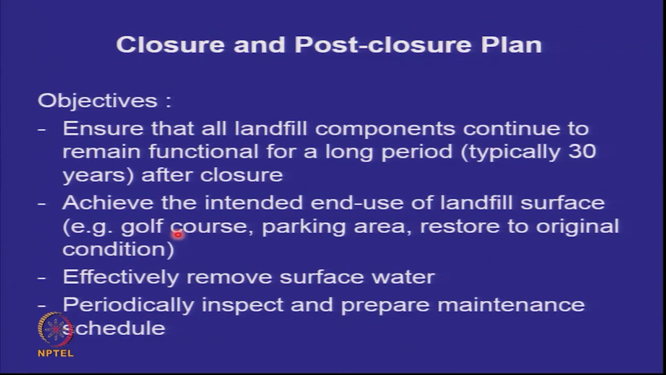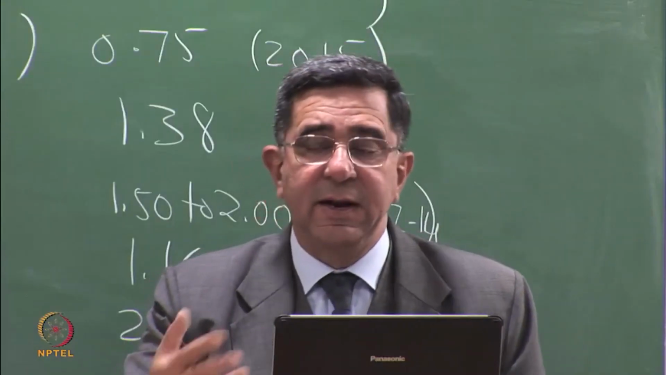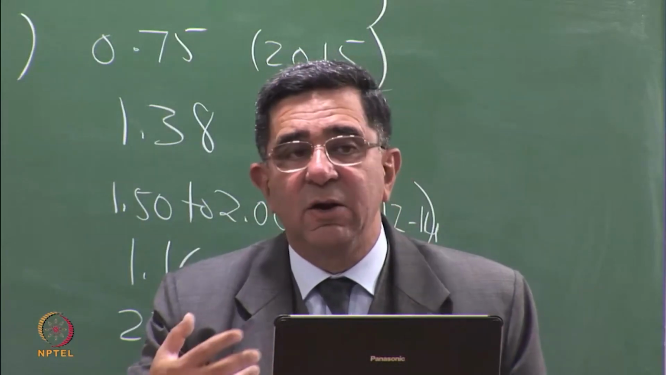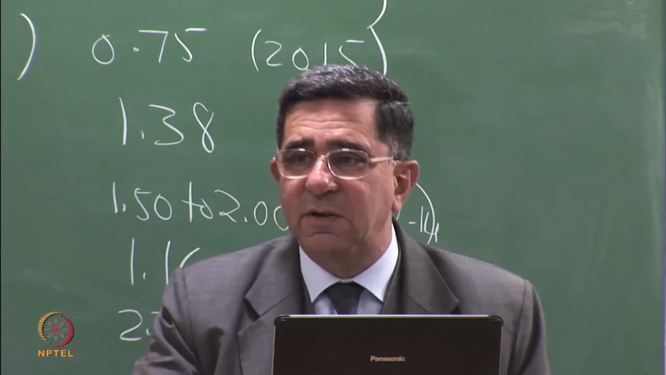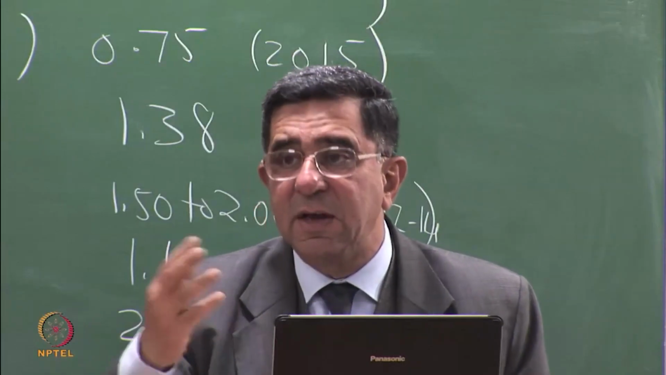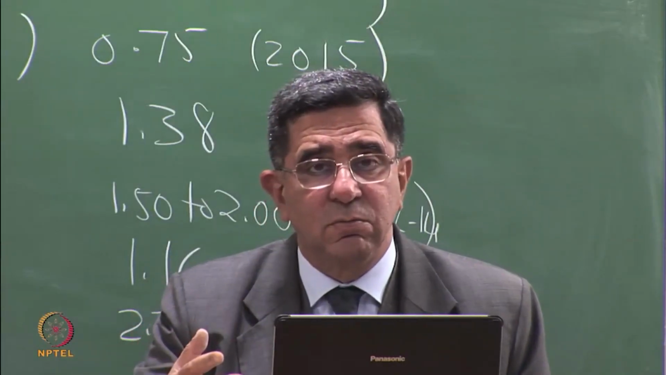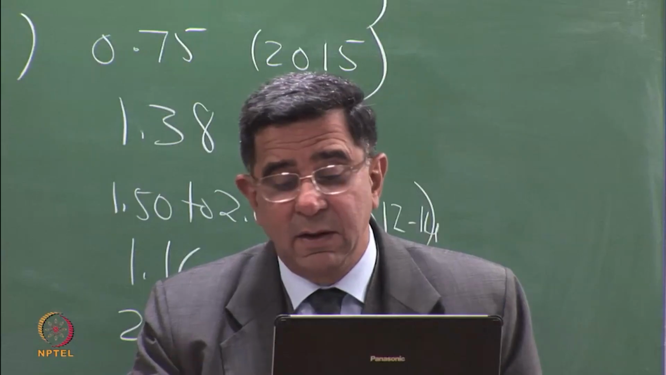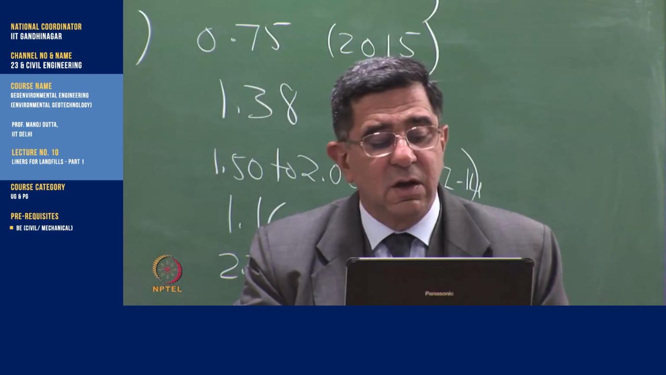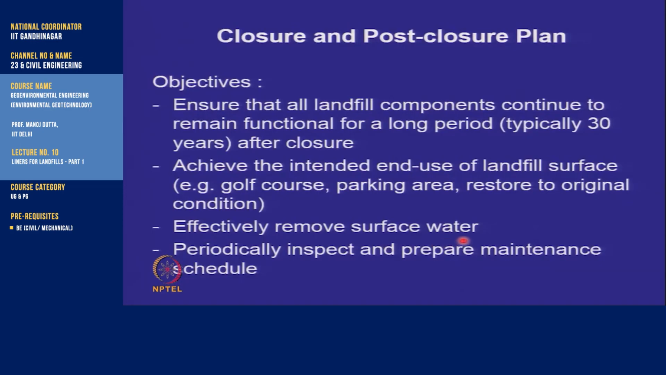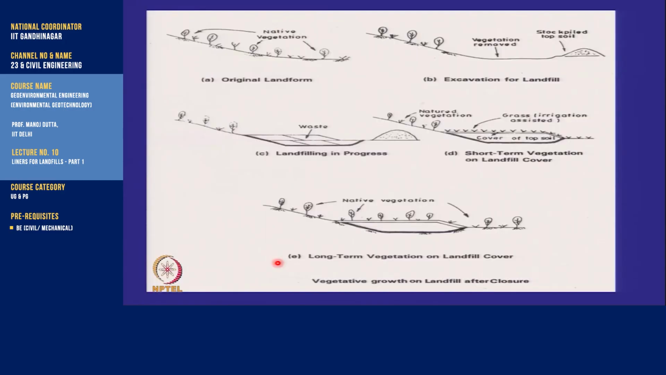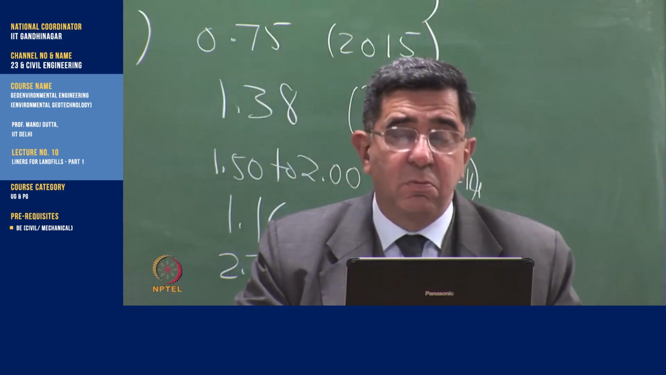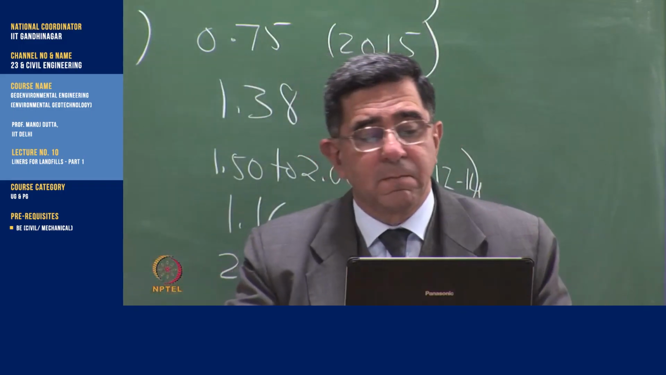If you are making a golf course or a parking area, it will be commercially maintained, right? You'll be getting an income, you'll be maintaining it, you'll be able to monitor all the signs of settlements, of something, leachate coming out from somewhere, if at all. But if you are not going to be there, then how do you restore it to the original condition? Of course, till that time, we have to remove the surface water, we have to do the maintenance, and we have to do the periodic inspection and monitoring.